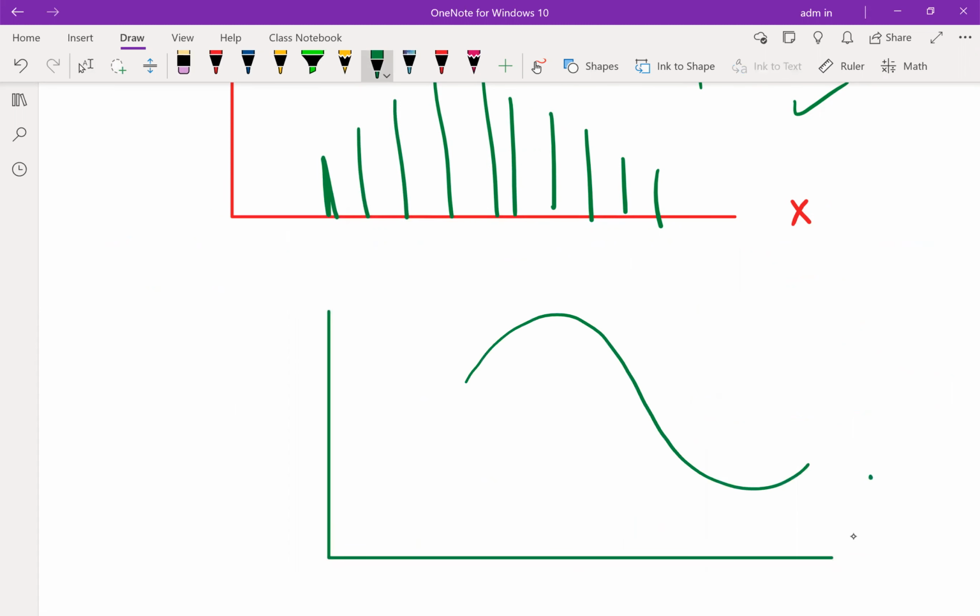The normal distribution will be symmetrical around the value of mu. Mu is the line of symmetry; the equation of the line of symmetry for the normal distribution is mu.